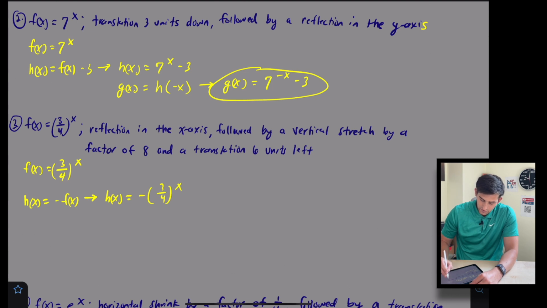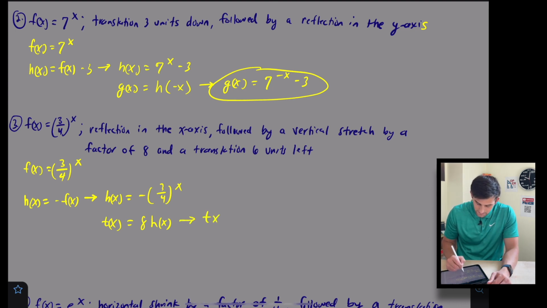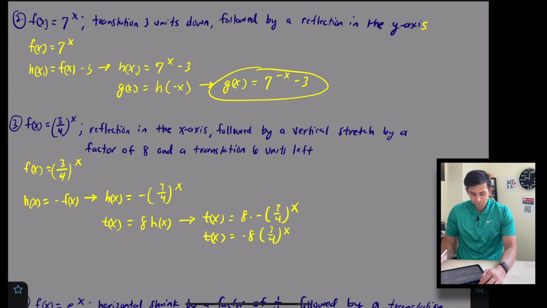Now vertical stretch by a factor of 8, so let's go with t of x, and let's say we're going to go 8 times the h of x. Okay, that's how we would write that for a vertical stretch. All right, so now we're going to say t of x is equal to 8 times negative 3/4 to the x. Now we can simplify this and say t of x is equal to negative 8 times 3/4 to the x power. All right, and now the last thing we need to do is translate 6 units to the left.